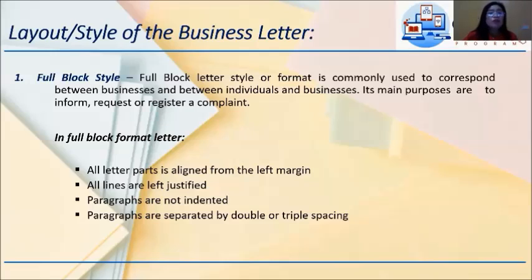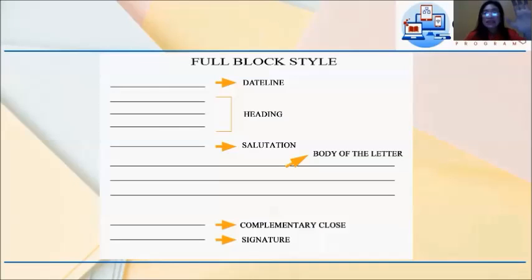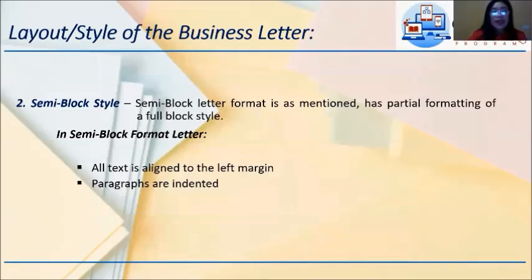Now, in full block format letter, all letter parts are aligned from the left margin. All lines are left justified. Paragraphs are not indented. Paragraphs are separated by a double or triple spacing, just like this one. So this is the format of full block style, wherein all, as you can see, all the parts are written from the left side. Okay?